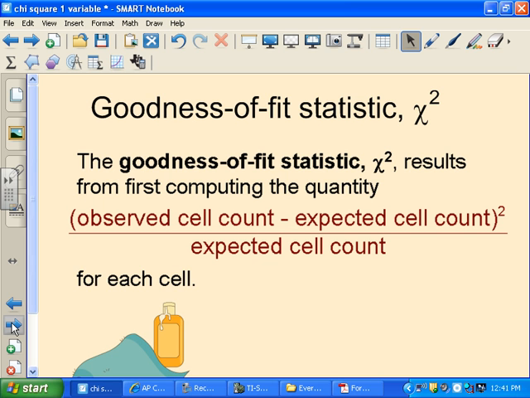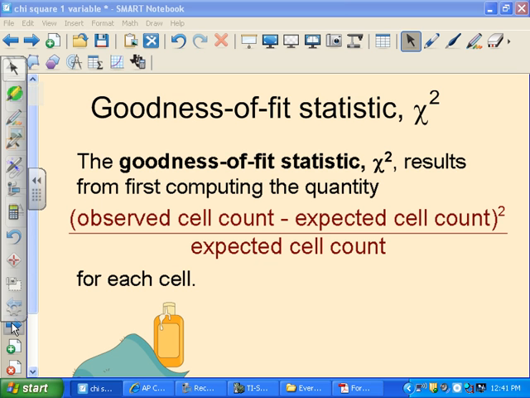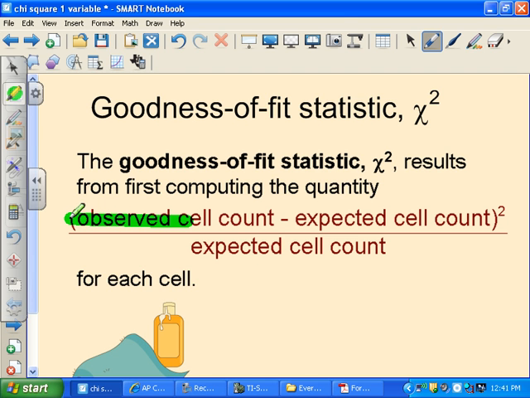Here's what you need to do to calculate the chi-square. It's observed minus expected squared divided by expected. I'll show you how that works. And you're going to sum those up. Just remember observed minus expected squared divided by expected. It's a different statistic than your other statistics.